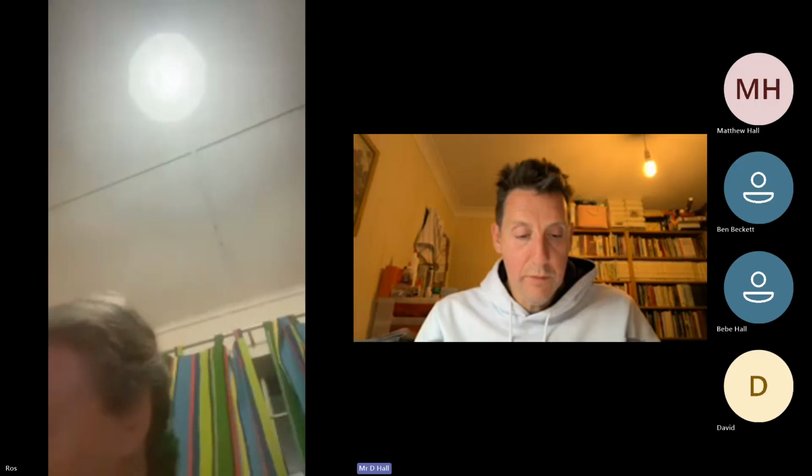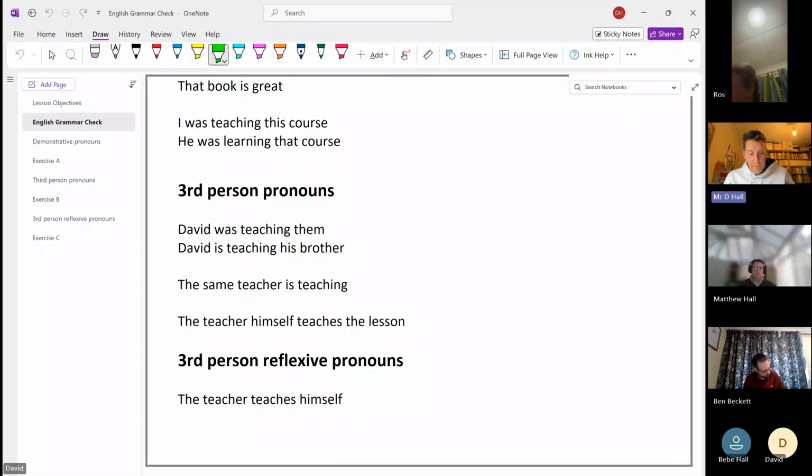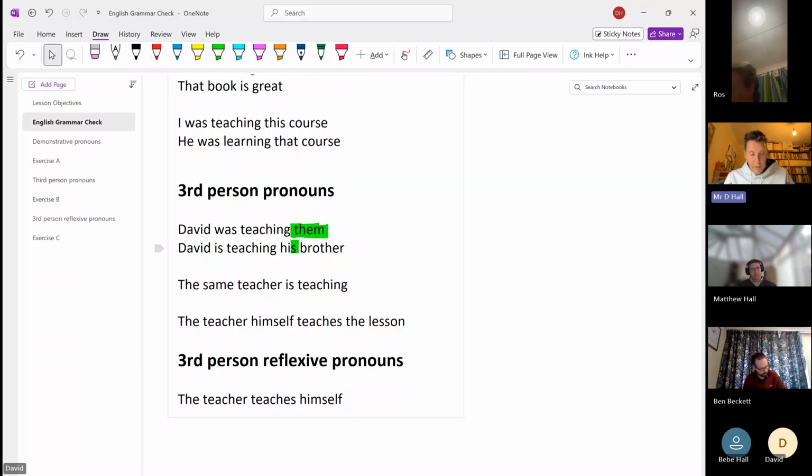Further uses of the third person pronoun. So we have talked about them being used already. So David was teaching them, got a pronoun. It's just instead of referring to them exactly who they are, we can use the pronoun. David is teaching his brother. Again, just using the pronoun there.